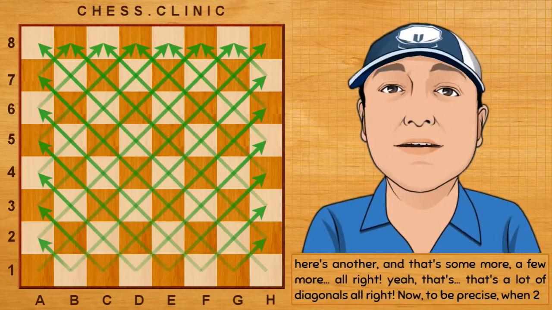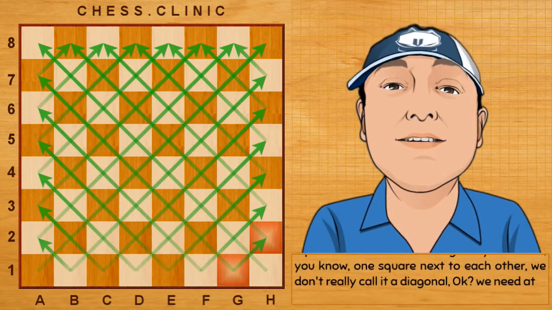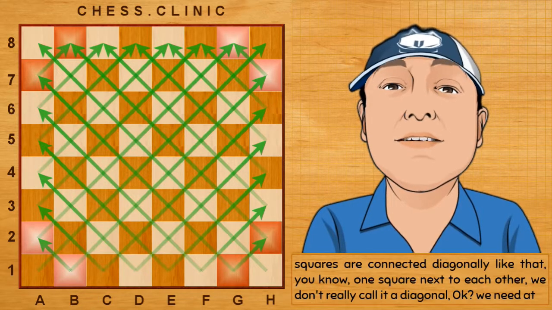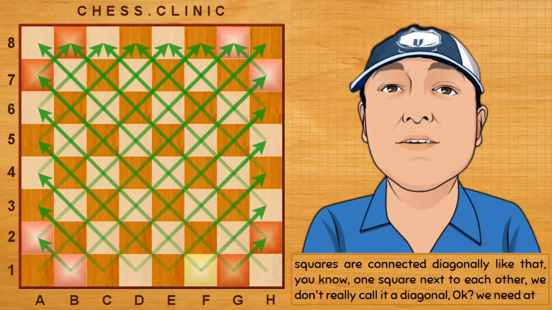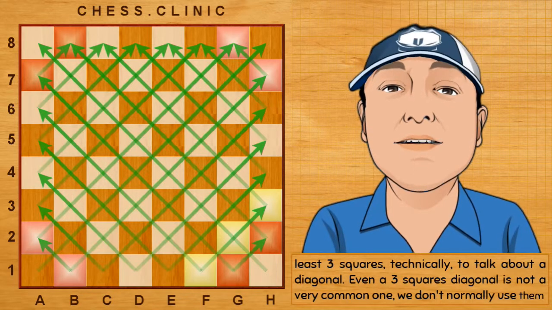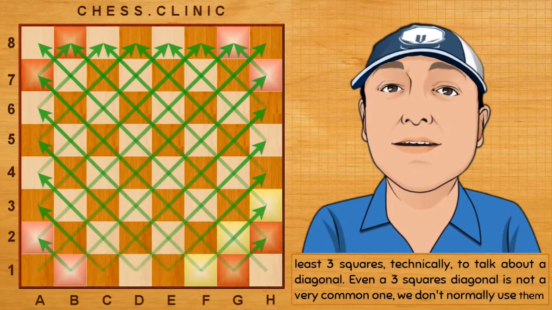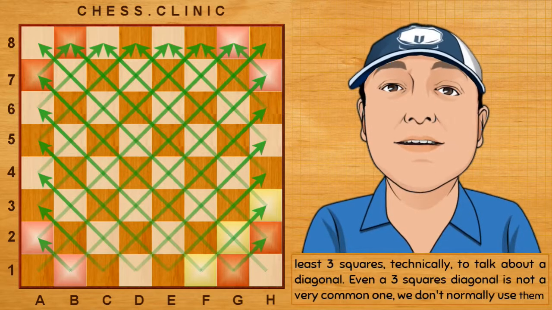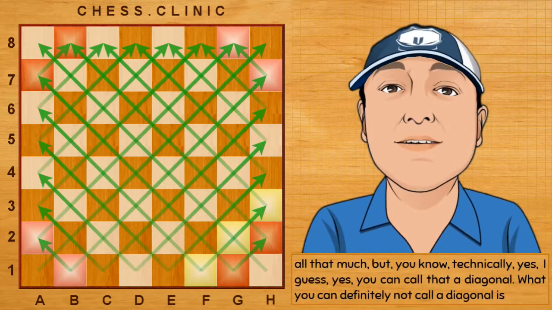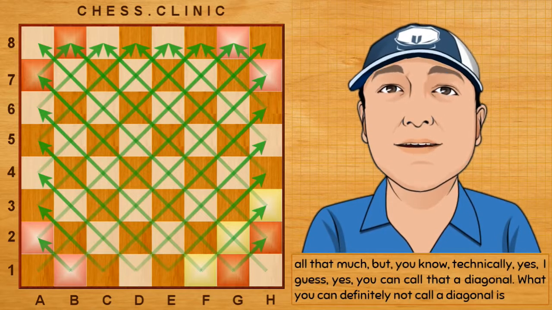Now, to be precise, when two squares are connected diagonally, one square next to each other, we don't really call it a diagonal, okay? We need at least 3 squares technically to talk about a diagonal. Even a 3 square diagonal is not a very common one. We don't normally use them all that much, but technically, yes, you can call that a diagonal.